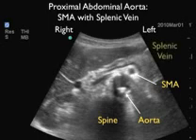Here we're just going to freeze that down. We'll see that SMA again and the classic look of the splenic vein that arches on top of the SMA.